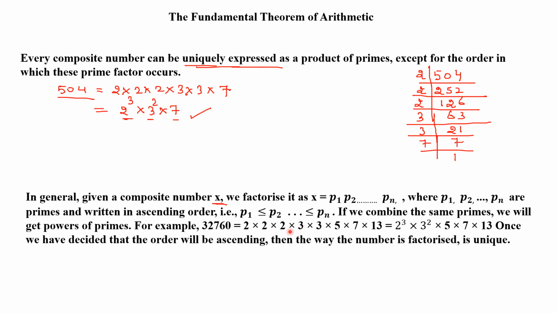But there will be 3, 2, or 2, 3, and 1, 5, 1, 7, and 113, whichever way you factorize. That's why it is given that there is a unique way to represent a composite number as a product of primes, isn't it? So I hope it is clear now.